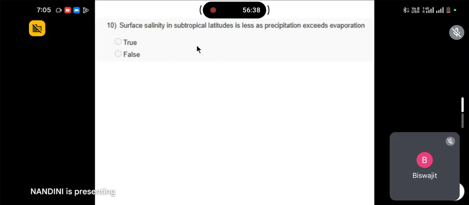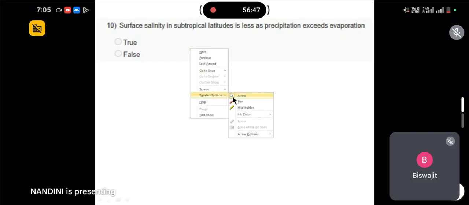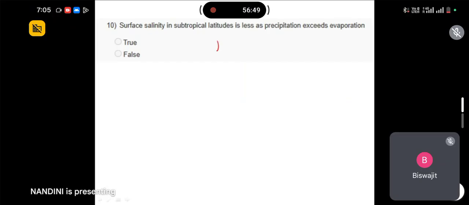Now the next question. Surface salinity in subtropical latitudes is less. So subtropical latitudes have less salinity as precipitation exceeds evaporation. Is it true or false?